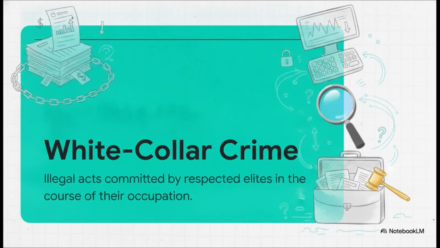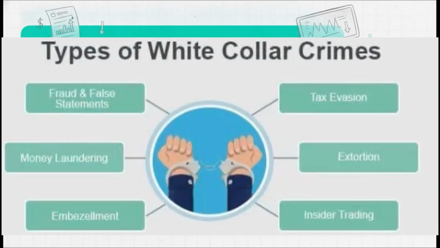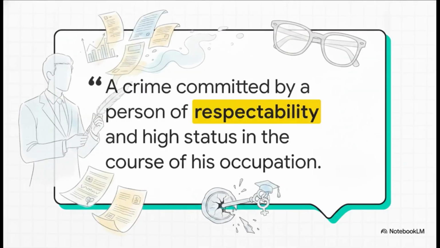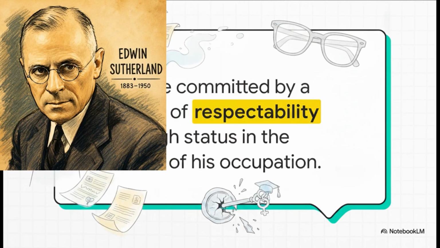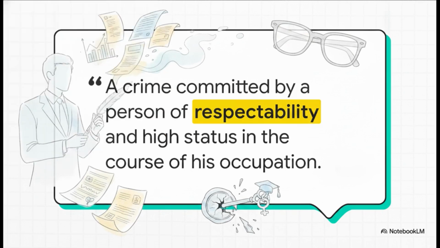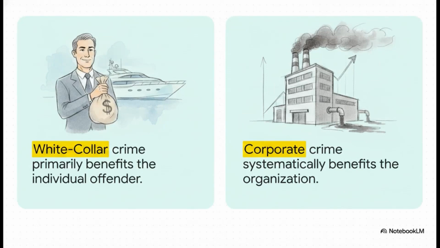White-collar crimes are illegal acts committed by respected elites. We're talking about occupational jargon coming to life: insider trading, accounting fraud, bribery, tax evasion, and embezzlement. Let's look at Sutherland's groundbreaking exact definition from 1949. He called it a crime committed by a person of respectability and high social status in the course of his occupation. The weapon of choice here isn't a gun or a crowbar, it's high social status and respectability itself. The trust we place in these individuals is exactly what allows them to commit serious, devastating offenses right under our noses.